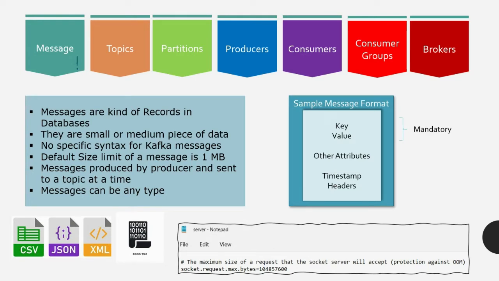Messages are kind of records, otherwise they are a kind of array of information. They are byte arrays that can store any object in any format, be it JSON, XML, CSV, anything like that. A record has four attributes, namely key and value, which are mandatory. Other than that, you can have other attributes, followed by timestamp and headers. These are optional, that is, timestamp, headers, and other attributes are all optional.